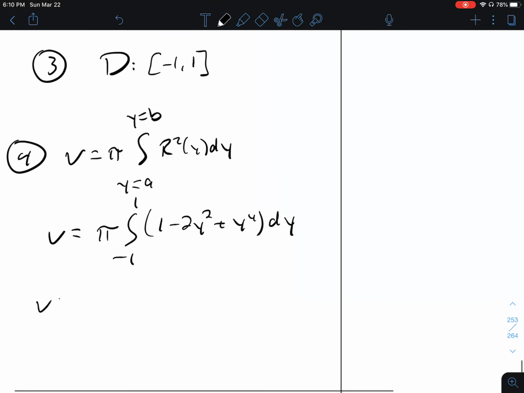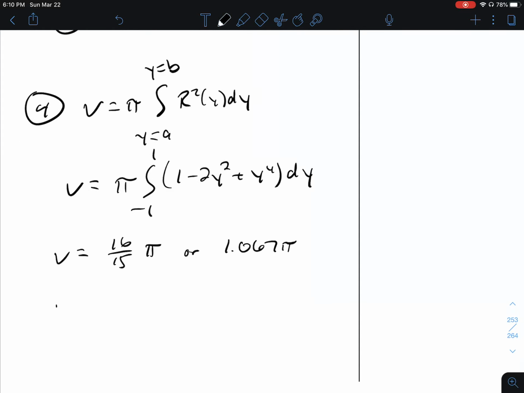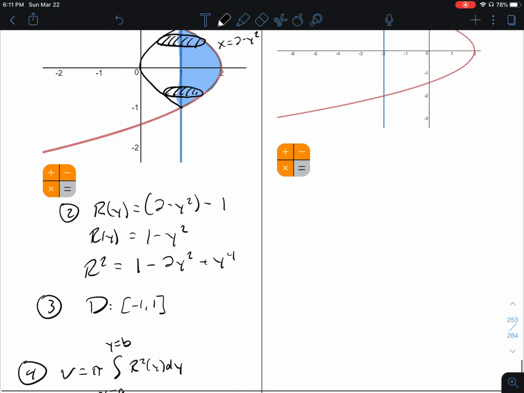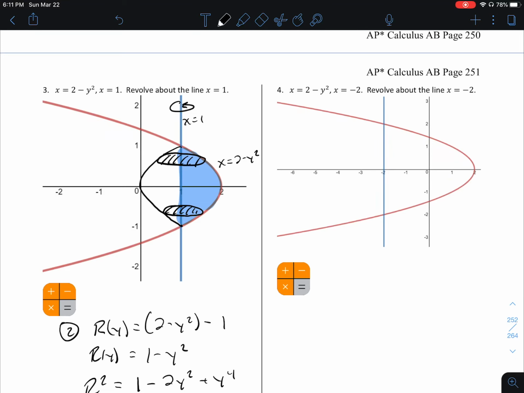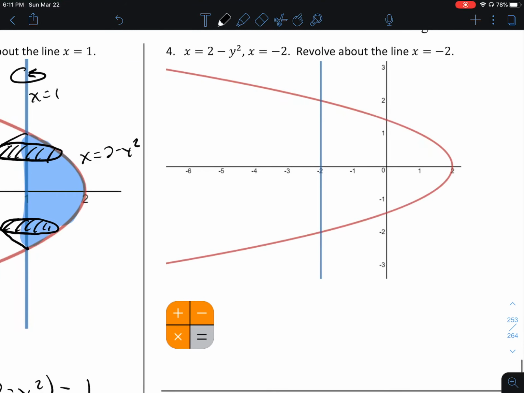You're going to end up with this being 16/15 pi, or 1.067 pi. So depending on which version of that you have, you write your answer here. And we are in cubic units because it's volume. We've got one more. It would be wise if you were to stop this video, do this problem on your own, and then check out how I did it.